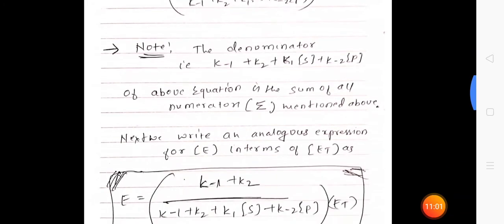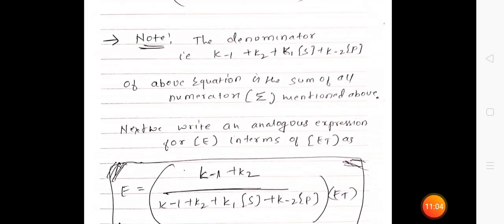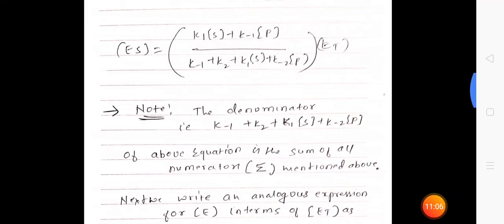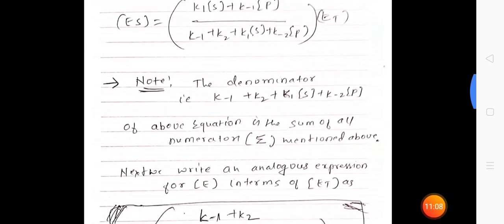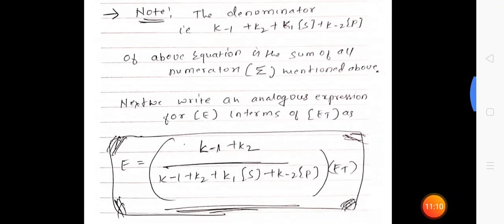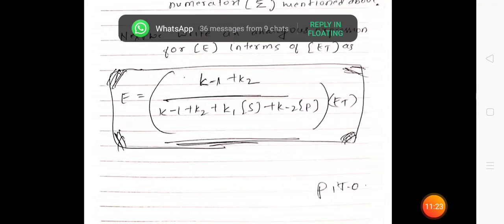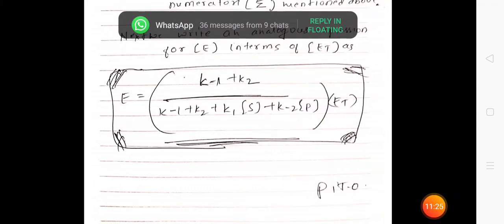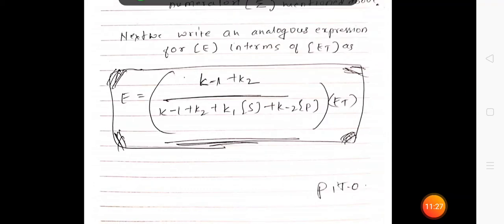Note here the denominator, that is k minus 1 k2 plus k2 k minus k1 into substrate concentration plus k minus 2 product concentration. The above equation is the sum of all numerators, that is denoted in brackets, that is the sum of all mentioned above. And next we can write an analogous equation for the enzyme in terms of the total enzyme concentration.